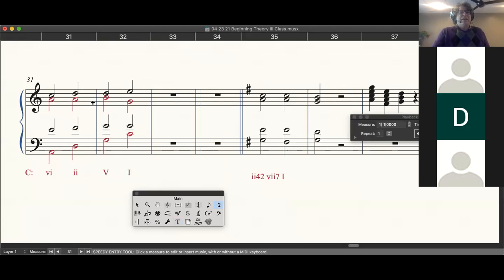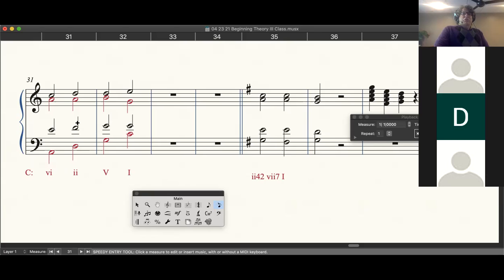Okay, let's try this again. If you look at this progression here, you notice it's in root position. My root keeps going up just by a fourth, so this is a circle progression. It's a VI chord to a II chord to a V chord to I. Very standard progression. It's a circle progression.